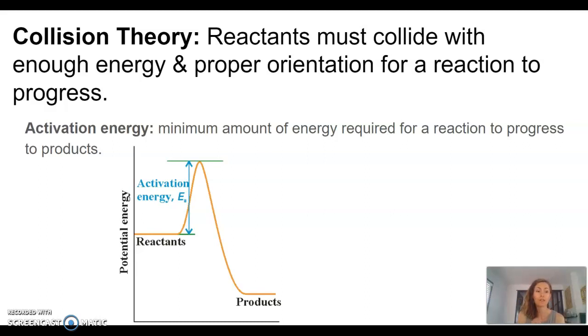If you have just enough energy but the reactants don't collide properly, then the reaction isn't going to occur. If you are colliding properly but with not enough energy, it's not going to happen. You need to have both of them in order for the reaction to progress. And activation energy is that energy required for the reactants to go to products, in addition to the correct orientation. So the activation energy is the difference between the reactants and the top of your potential energy diagram. So this is the energy required.